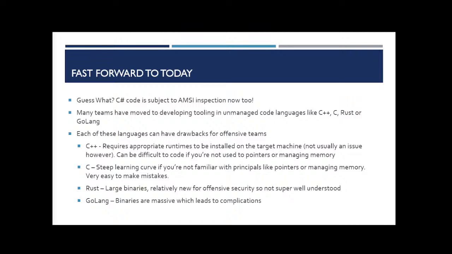C has a very steep learning curve. I mean, C is notorious for being difficult to code in if you've not worked with it heavily before. And it's very easy to make mistakes, and in my experience, the C compiler is all too ready to let you make those mistakes. It won't complain, it'll just say, yep, you do you. Rust produces large binaries. It's relatively new, not super well understood by many threat actors. Golang is the same. Golang just generates absolutely massive binaries.